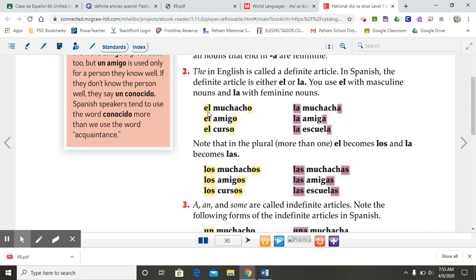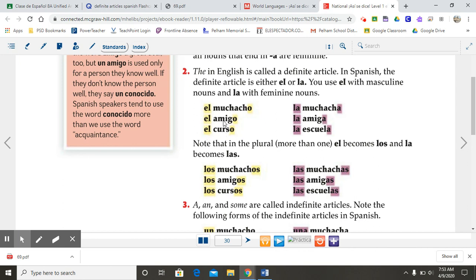Let's practice. El muchacho. La muchacha. Notice the ending matches up. O at the end goes with el. A at the end goes with la. Let's keep going with the el. El amigo. El curso.